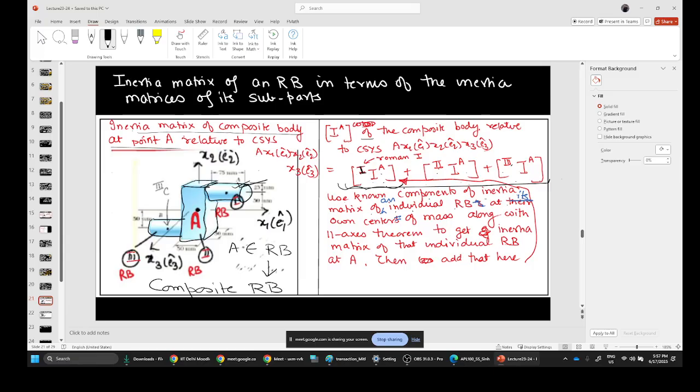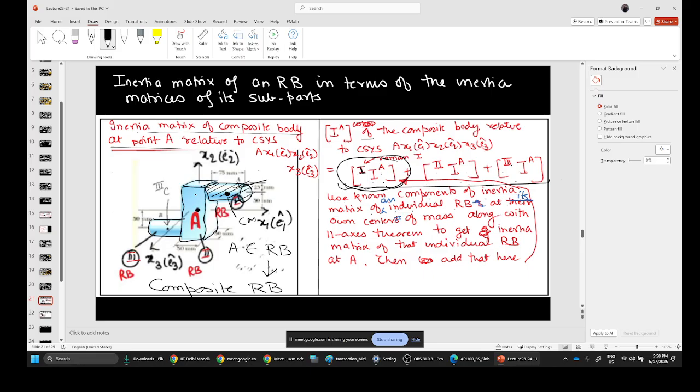So for regular shapes, you already know IA1. You will know I of 1 at its own center of mass. And what I am trying to say here is that if you know the inertia components of this RB at its center of mass, you can use parallel axis theorem and find the inertia component of this RB at A. You can move from the center of mass here to A, and that is what this is.